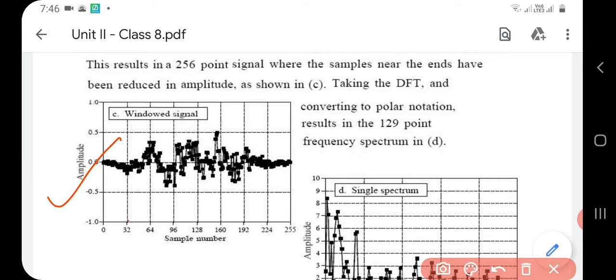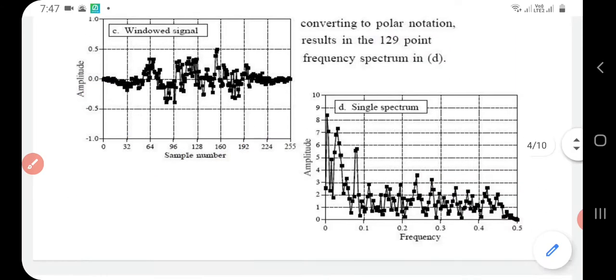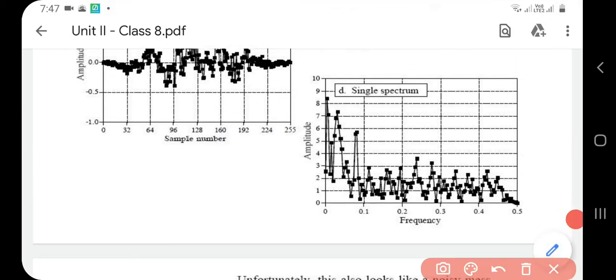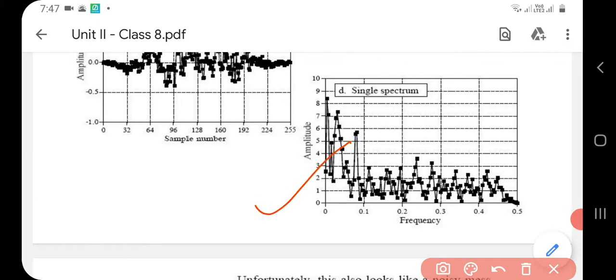Now the signal shown in C is then subjected to DFT. We are applying this discrete Fourier transform to this windowed signal, and then we convert it to a polar notation, and the resulting signal is shown here in figure D, which is a single spectrum. This is what you get.